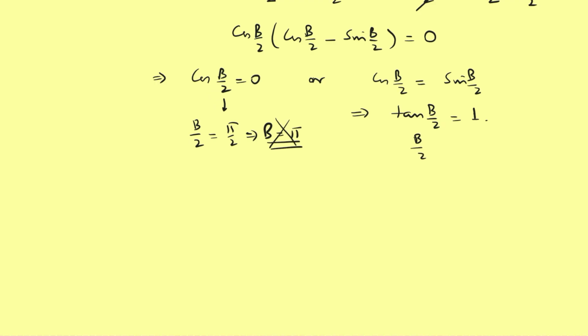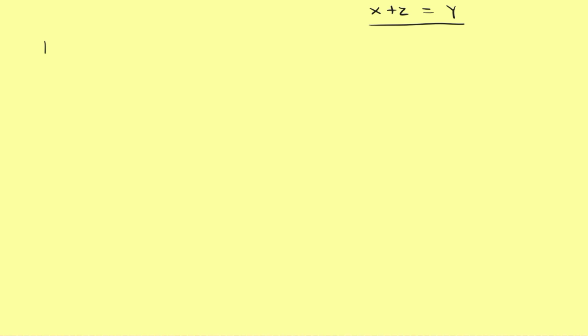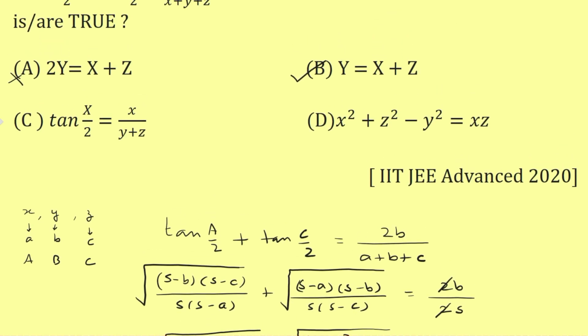In the second case we have tan B by 2 equals 1, which is B by 2 equals pi by 4. That means B is equal to pi by 2. Now B is pi by 2 means A plus C has to be also equal to pi by 2. So A plus C and B both are pi by 2, and hence A plus C is equal to B, or X plus Z is equal to Y. So we can see that option B is correct, and hence option A is wrong.